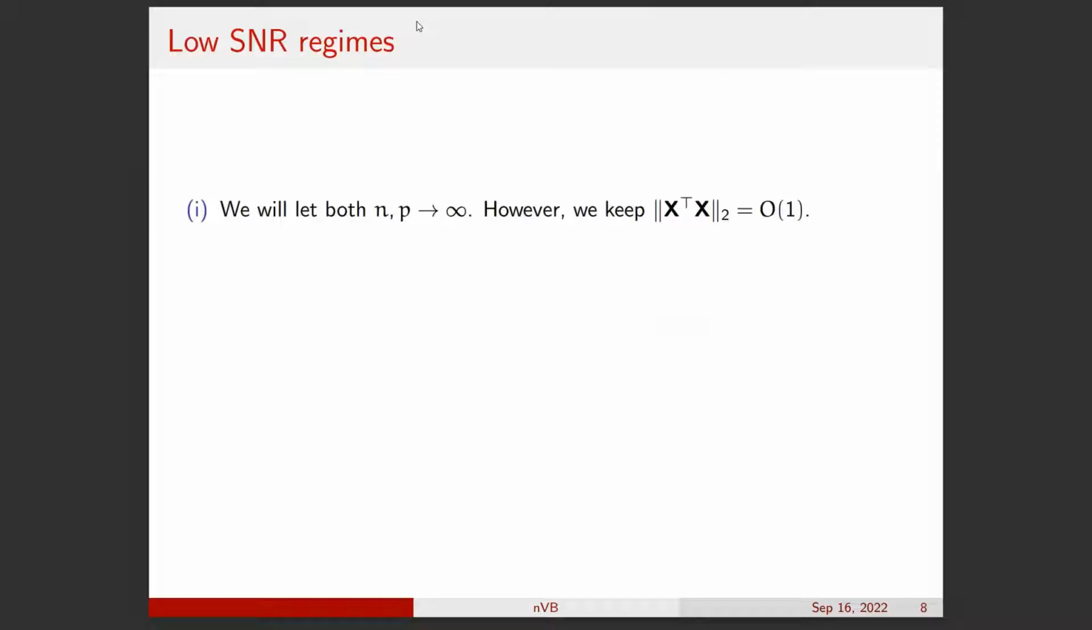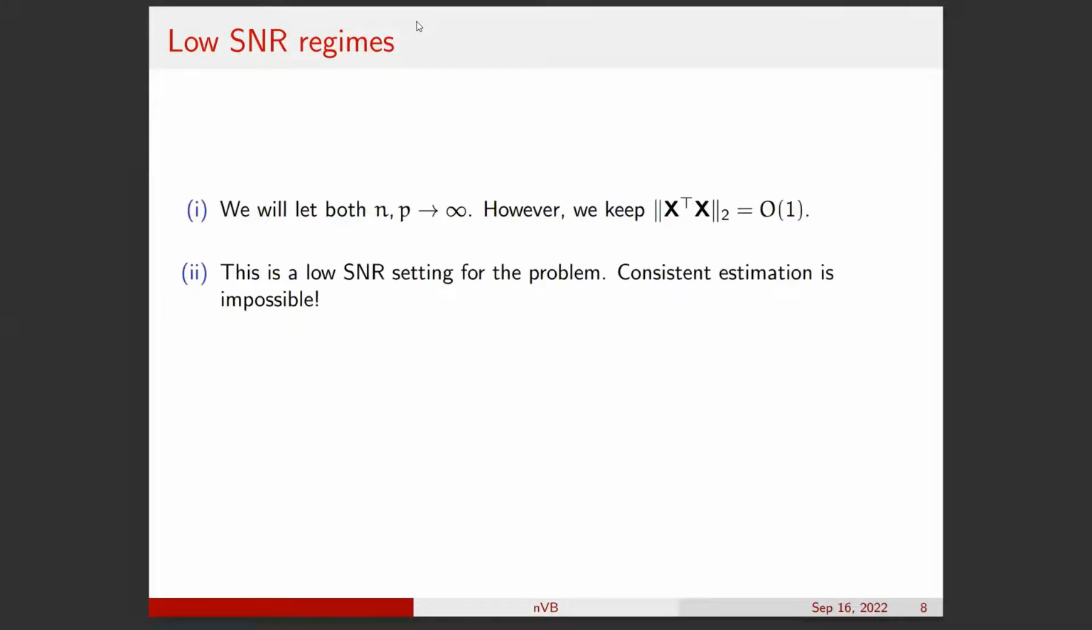Whether one has an adequate signal-to-noise ratio in the problem is captured by how we scale the parameters of the problem as we let both n and p diverge to infinity. And throughout this discussion, I want you to imagine a setting where, even as both n and p are diverging, I keep the operator norm of my sample covariance matrix fixed to be order 1. This is what I mean when I think of a low SNR regime.